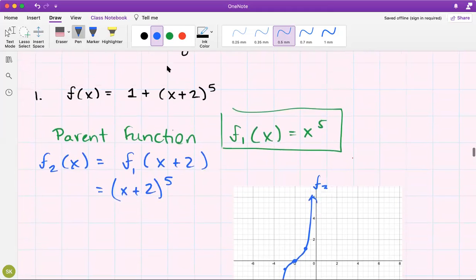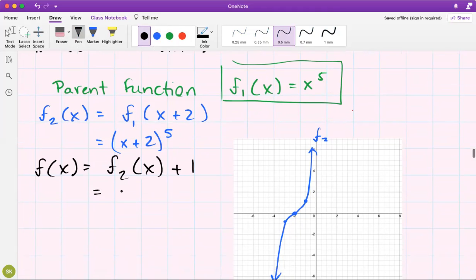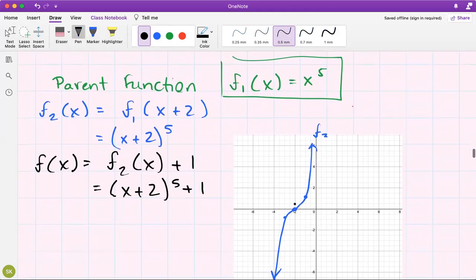Now to get to this final stage, we define the new function, which is f of x. f of x is equal to taking this function f2, and what do we have to do? We have to put a plus 1 on the outside. That will give us what we want, which is the graph that we wanted to graph. So we just shift everything up 1 unit. You can see this is very similar to what we've done. We just have to know the parent function to begin with.